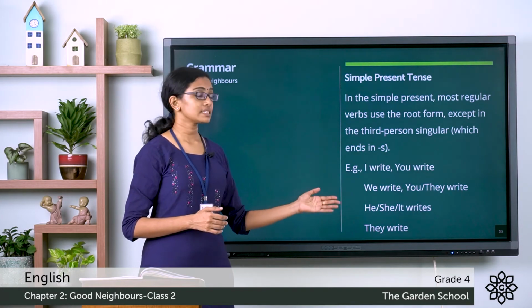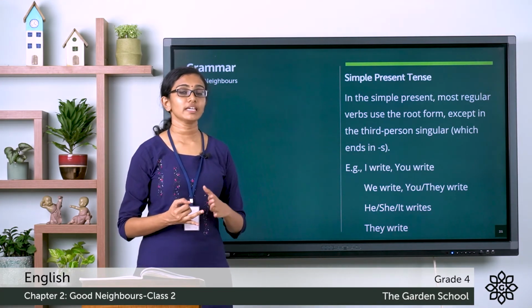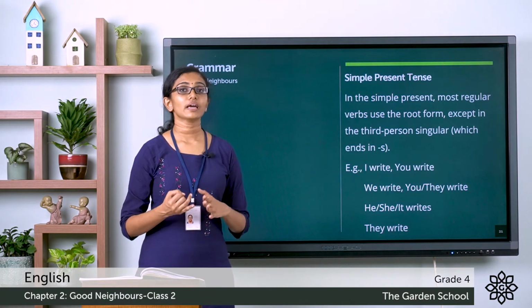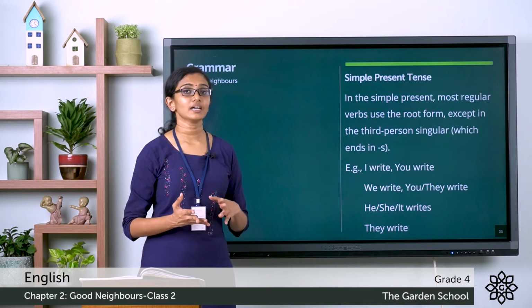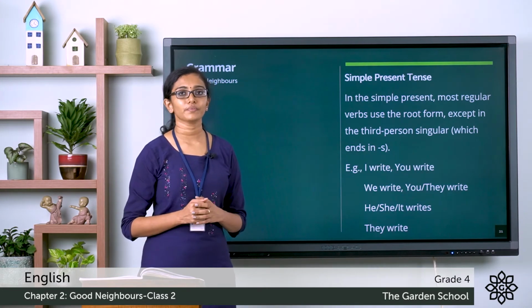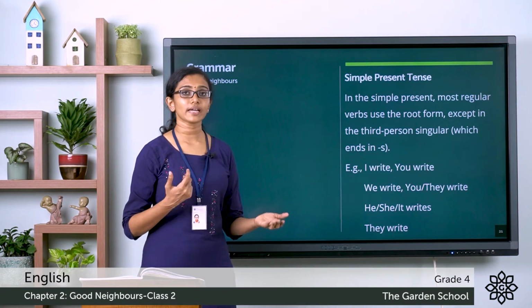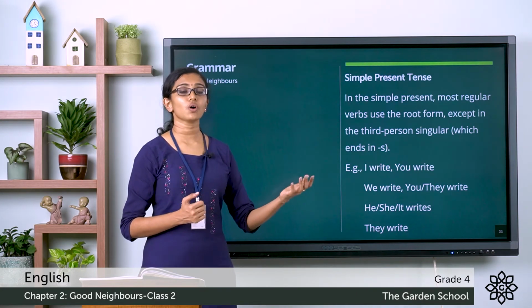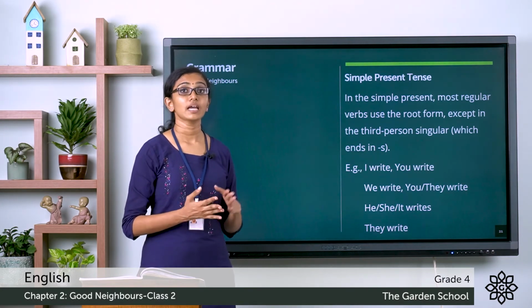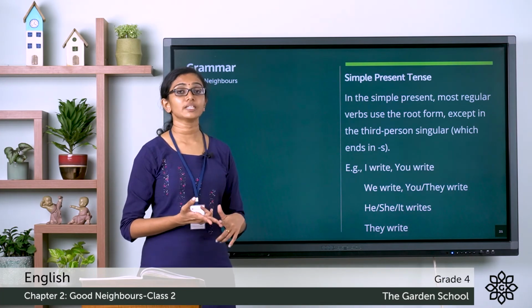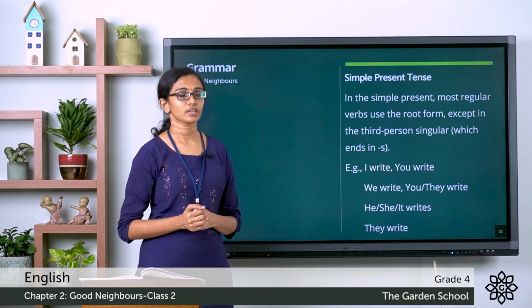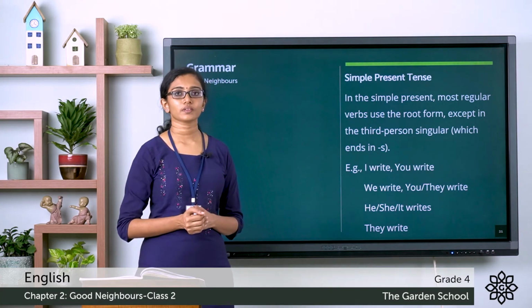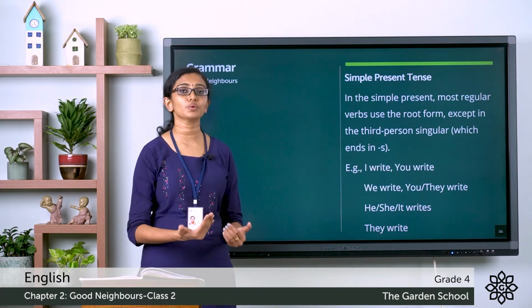He or she or it writes. He, she and it. These are all examples of third person singular subjects. So with third person singular subjects, we either add s or es to the root form of the verb. So if write is the verb used along with he, she or it, it becomes writes. He writes, she writes, it writes. We added the letter s to the end of the word write. Now the last example, they write. So this is an example of a third person plural subject.